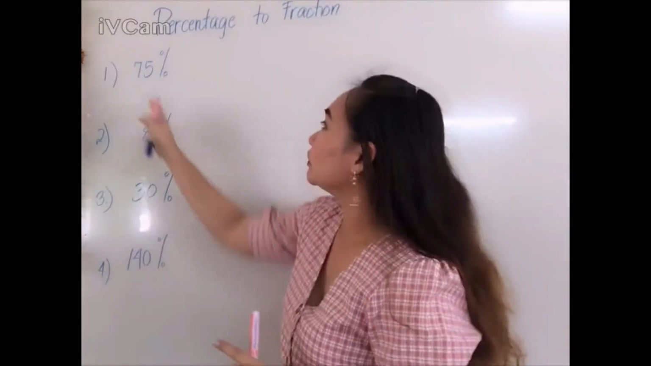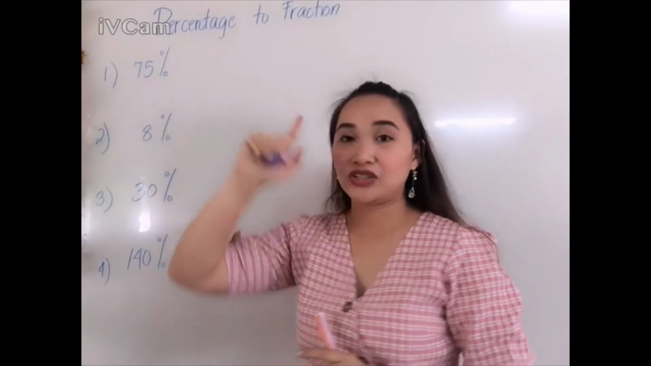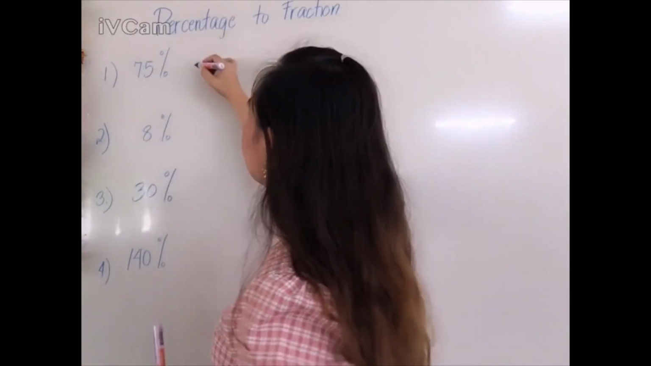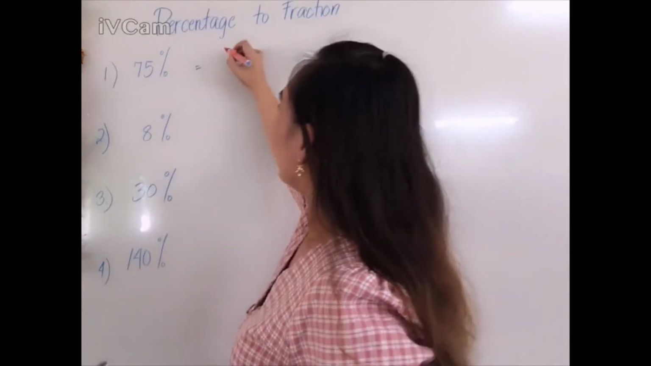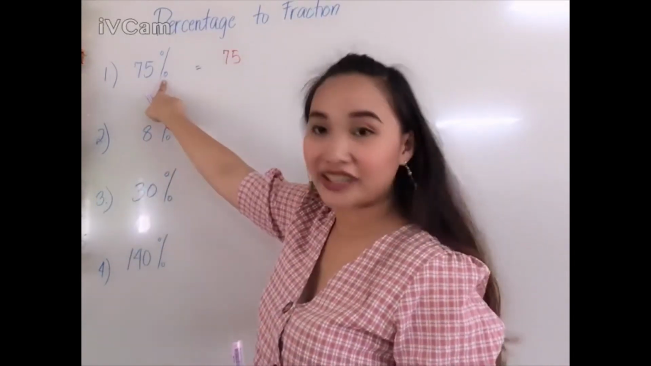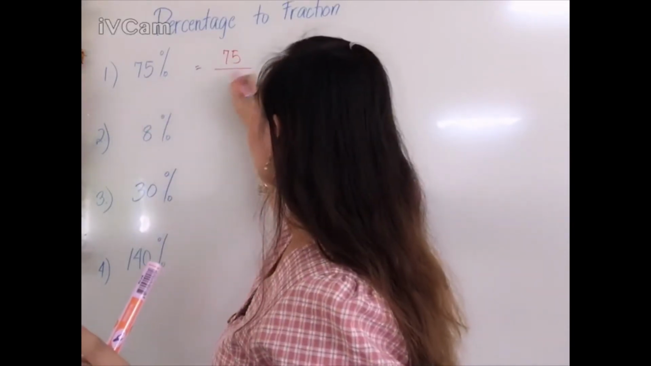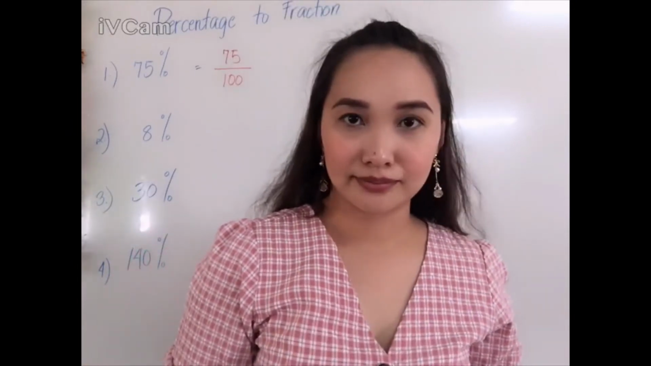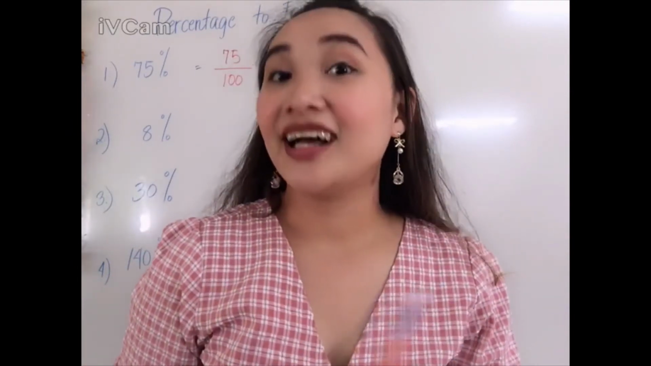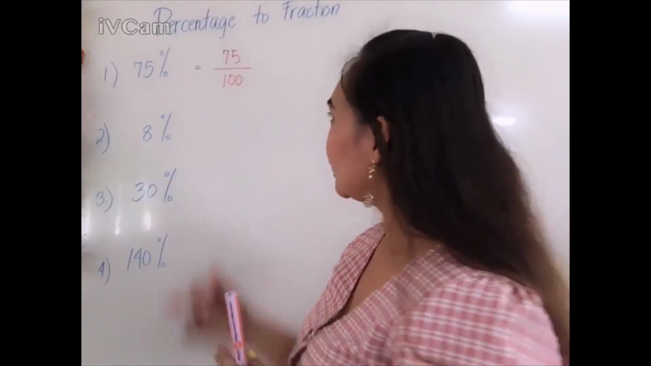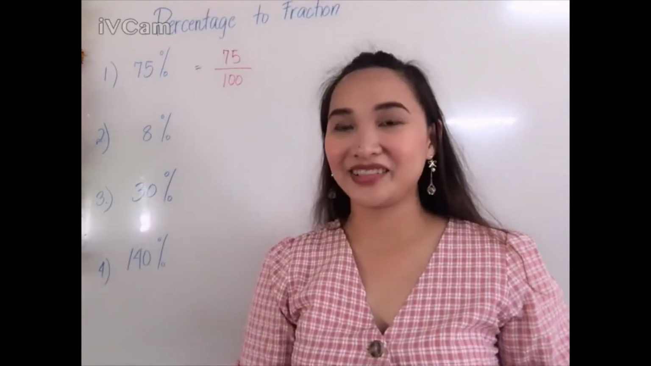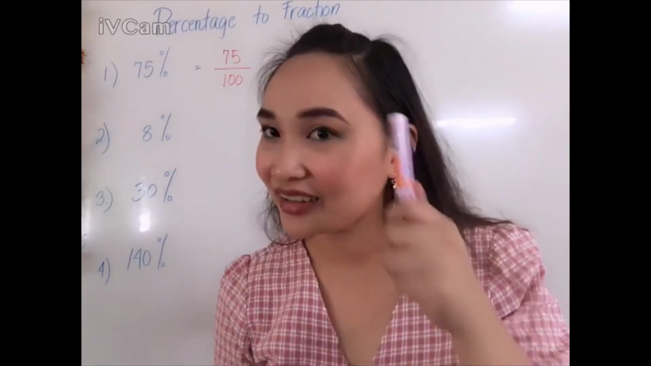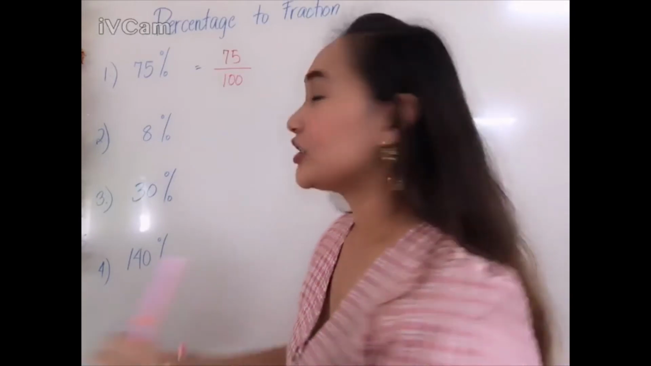All right, so first example, we have 75%. Now what is that in fraction? So 75. Now percent here means over 100. Now changing that one into fractions, what are we going to do, especially into the lowest term? Okay, so what can we divide 75 and 100? What can we divide? Think. Okay, 25. Very good. So we can divide.